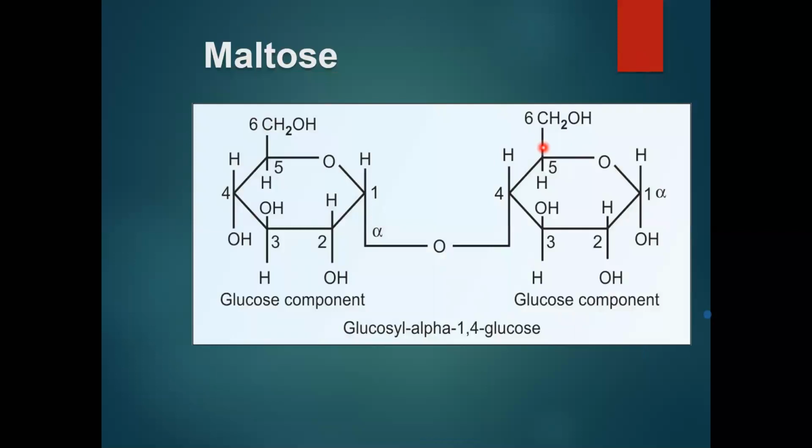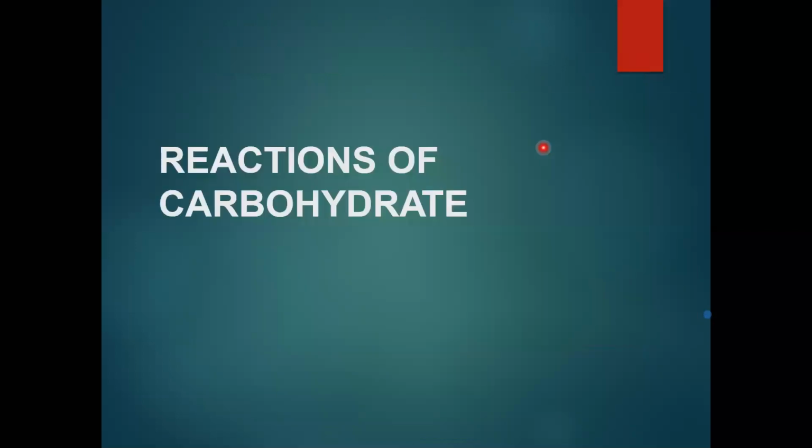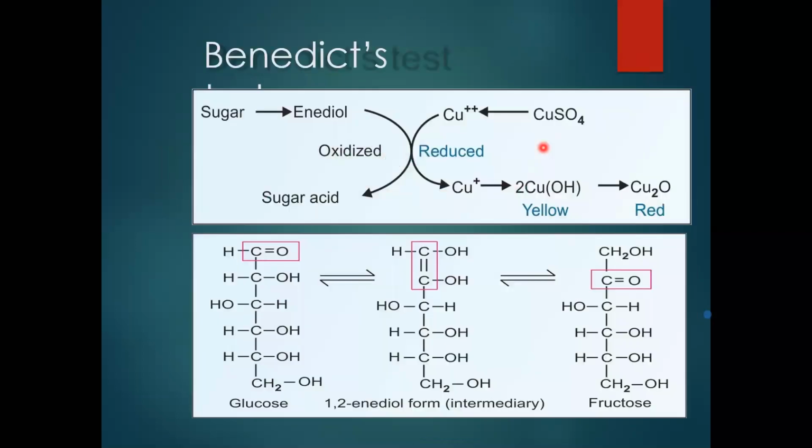Maltose. What is maltose? Maltose is basically two molecules of glucose joined by an alpha-1,4 glycoside linkage. Coming to isomaltose, two glucose residues are joined together by an alpha-1,6 glycoside linkage. Coming to reactions of carbohydrates. First, the most important reaction which we consider is the Benedict's test. What is the Benedict's test? It is mostly performed to check for sugar molecules in urine samples.